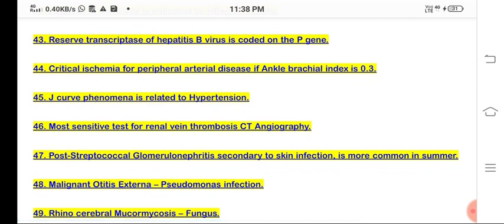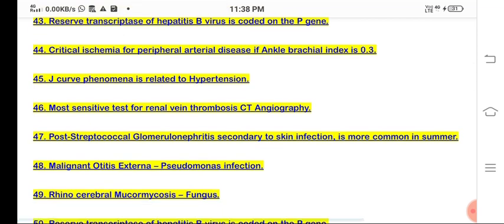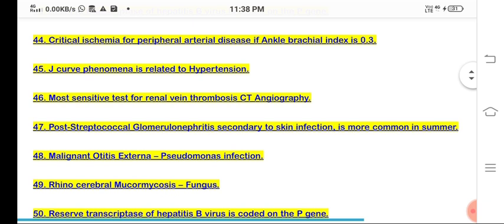Important. Critical ischemia for peripheral arterial disease is if the ankle brachial index is 0.3 and less. So this critical ischemia is also important. The ankle brachial index is an important thing which NB people are asking. J curve phenomenon is related to hypertension. So the J curve phenomenon you need to know. The most sensitive test for renal vein thrombosis is CT angiography.